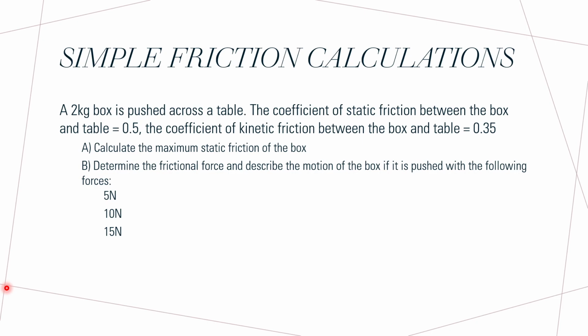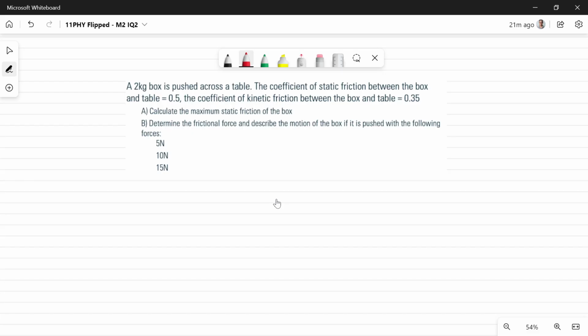To finish this video off, I want to apply some of these concepts around friction and friction coefficients by completing a simple calculation. So let's get over to the whiteboard. In this question, we're being told that we have a 2 kilo box being pushed across the table. The coefficient of static friction between the box and the table is 0.5, and the coefficient of kinetic friction between the box and the table is 0.35. What we need to do first is calculate the maximum static friction of the box and the table. And then in part B, we need to figure out the frictional force as well as describe the motion of the box if it's being pushed with the following amounts of forces: 5, 10, and 15 newtons.